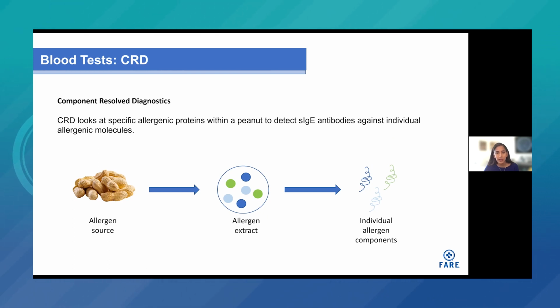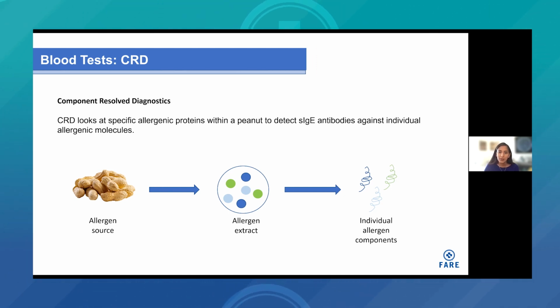Another blood test that is available is called Component Resolved Diagnostics, or CRD. And CRD is used to characterize the molecular components of each allergen. So we're still talking about specific IgE, but now we're getting even more specific. So if we take a peanut as an example, instead of relying on crude peanut extract, CRD looks at specific allergenic proteins within the peanut. This is by using purified forms of an allergen to detect SIgE antibodies against the individual allergenic molecules.